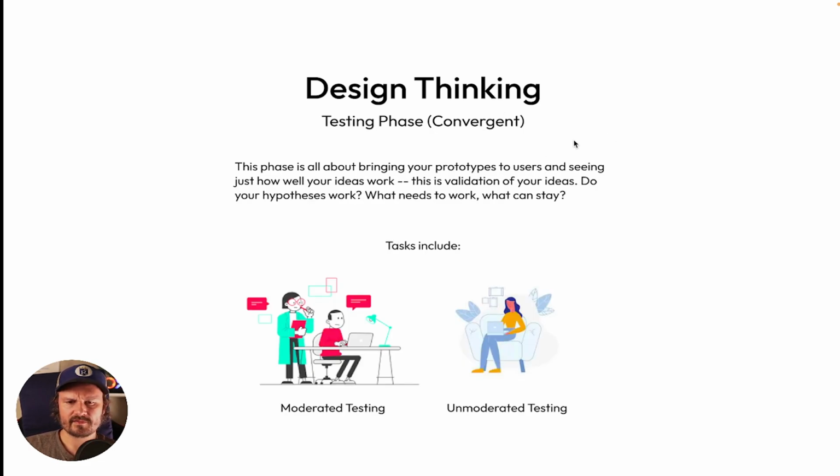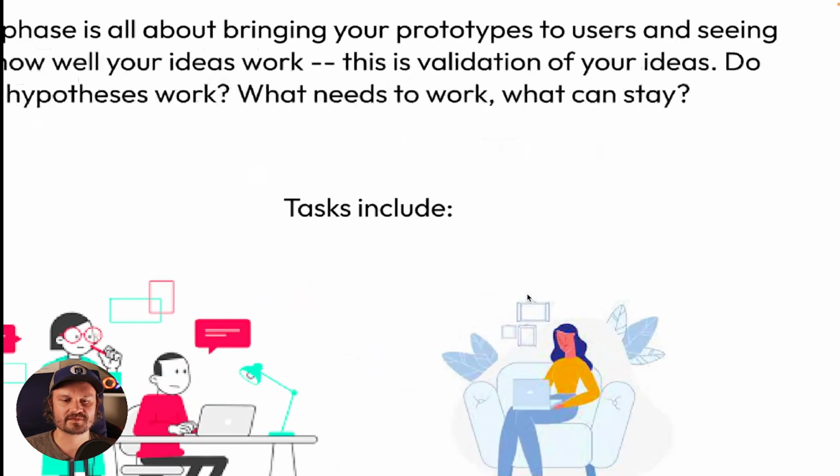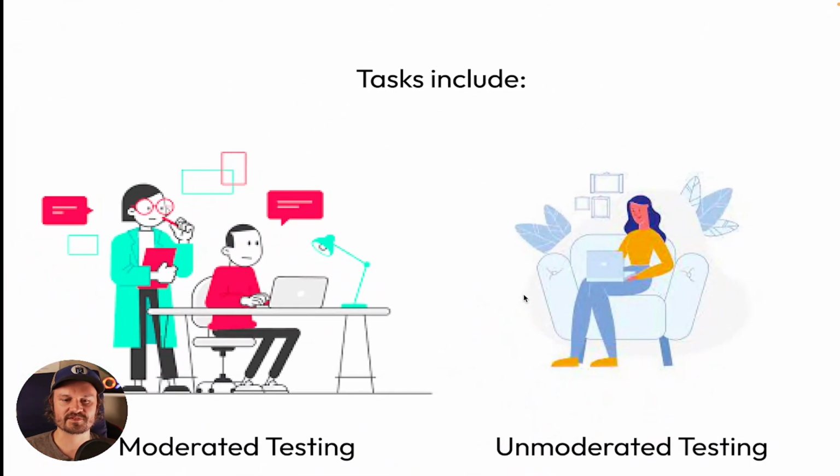From that, we will move on to the testing phase, which is, of course, the T in EDIPT. So we're very close to the end here. The testing phase is all about bringing your prototypes to users and seeing just how well your ideas work. This is validation of your ideas. Do your hypotheses work? What needs to change, what can stay? And not to go too deep into this, but there are two basic ways of testing: moderated and unmoderated. I tried my best to find images that were adequately representative of the two types of testing.